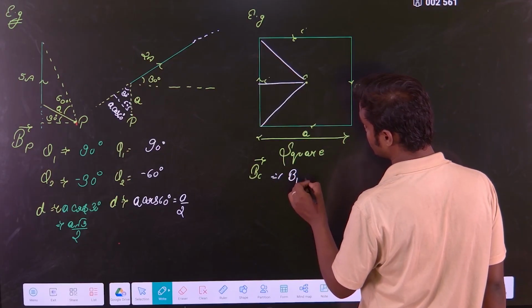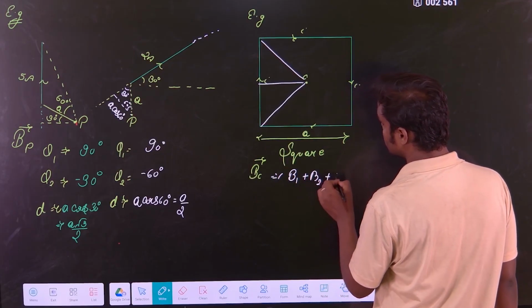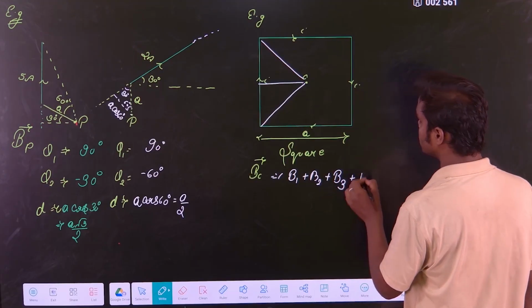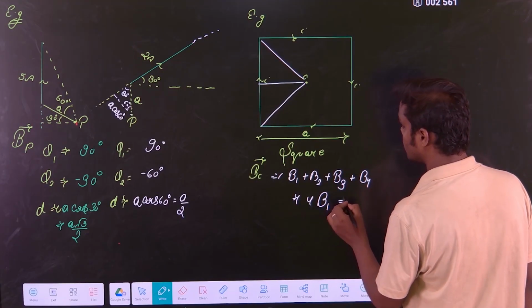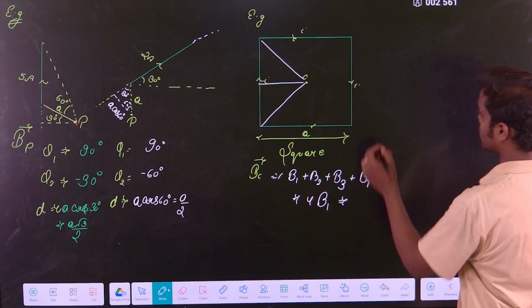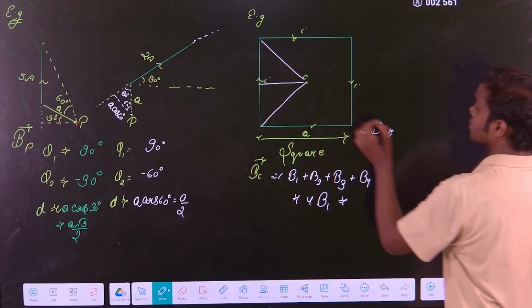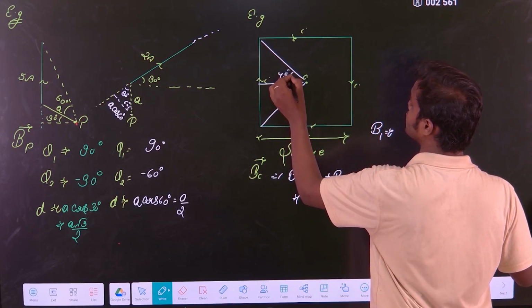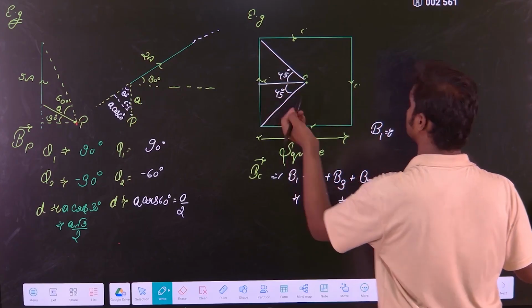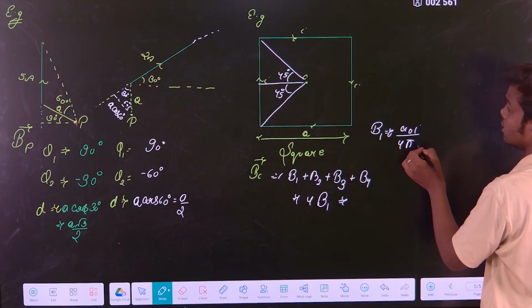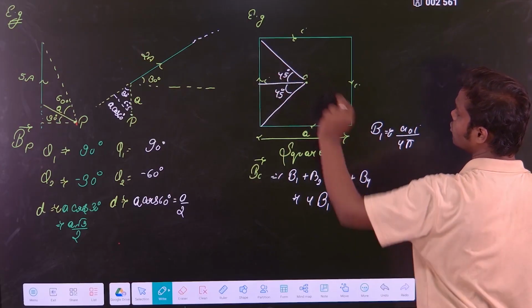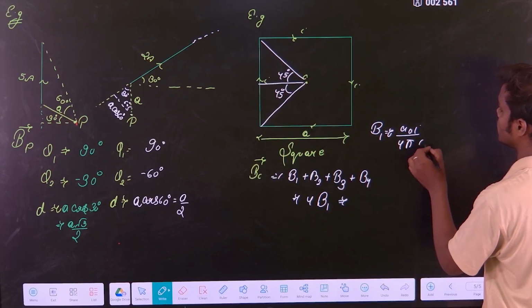So what is my net BC? BC will be simply equal to B1 plus B2 plus B3 plus B4, because all the elements are identical, obviously they will be the same, so it will be 4 times B1, correct. Now what is B1? I can calculate. See, B1 will be how much? This angle is how much? 45 degree. It is a square, so this is also 45 degree. Just put the value: mu naught I upon 4 pi into d. What is d? d is this distance, a by 2.